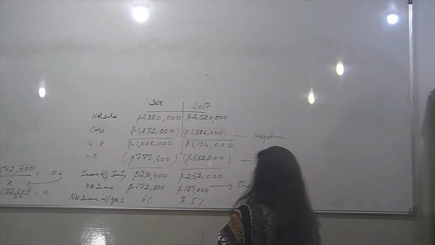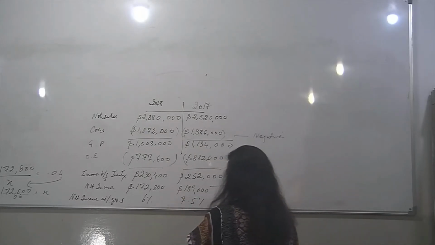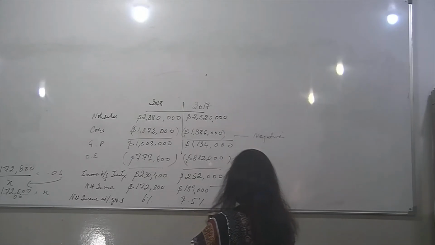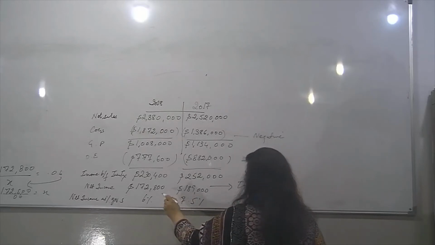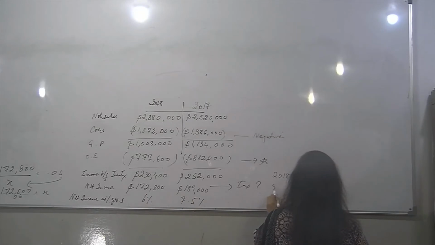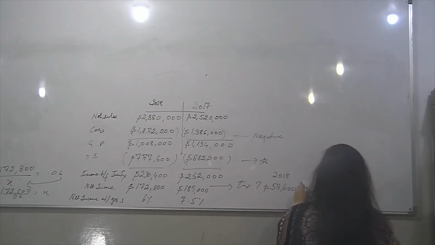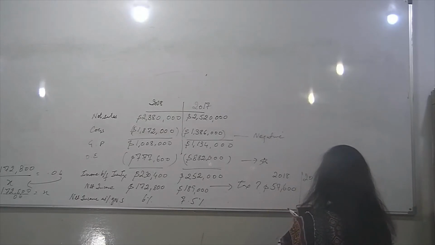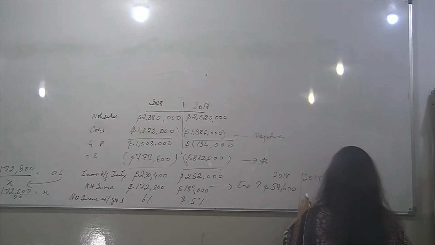So what is the tax now? You can find out from here. We have 230,400 minus 172,800, and you have 57,600. So this is the tax. In this case, for 2018 it's 57,600, and for 2019 it's 252,000 minus 189,000, you get 63,000.